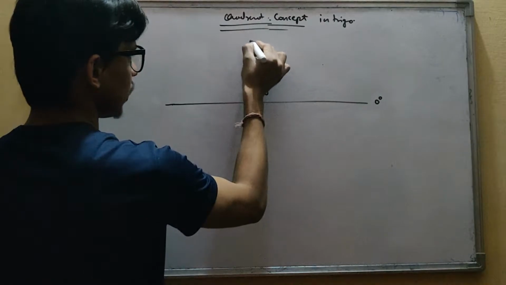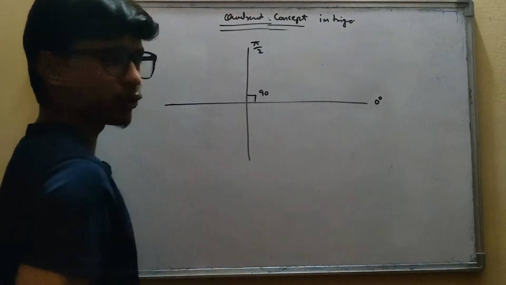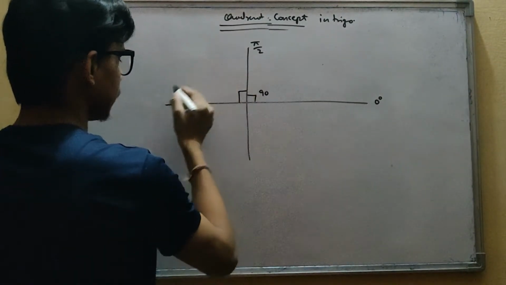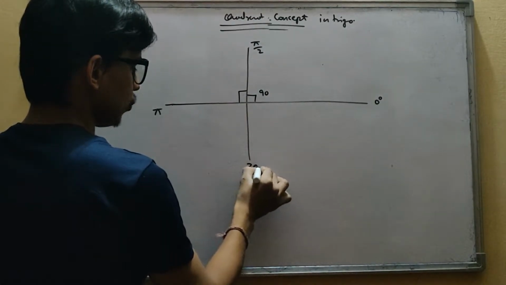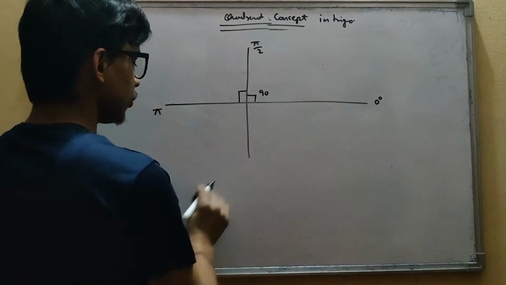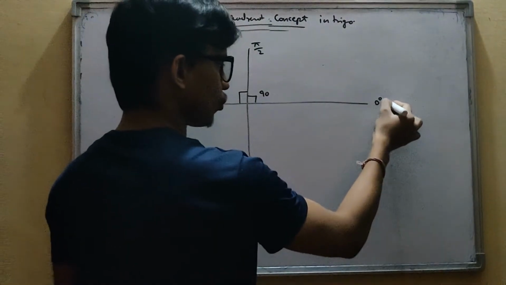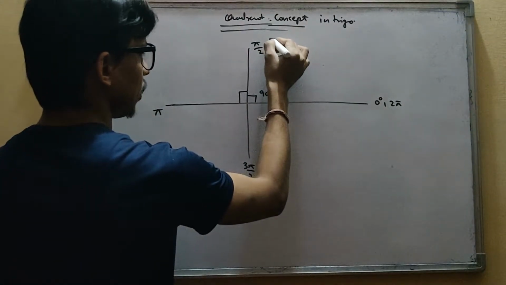So what is it going to be? 90 degrees, and what is that in radians? You have to remember it is pi by 2. Again, adding 90 degrees, it is going to be pi. Now again it is going to be 3 pi by 2. And next, when you add pi by 2 again, it is going to be 2 pi. And again, if I add pi by 2, what is it going to be?